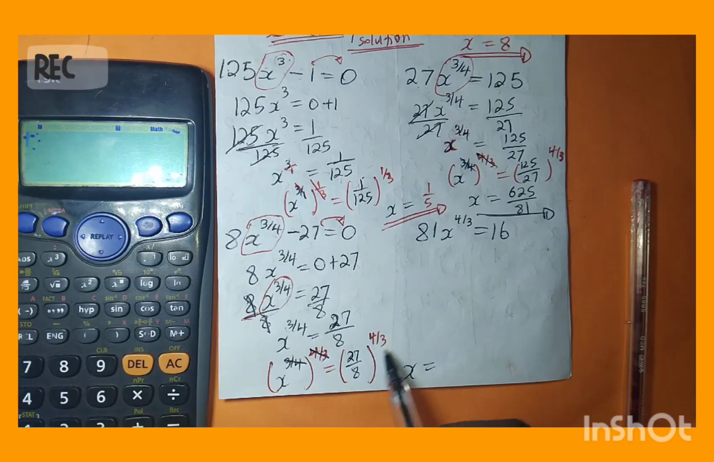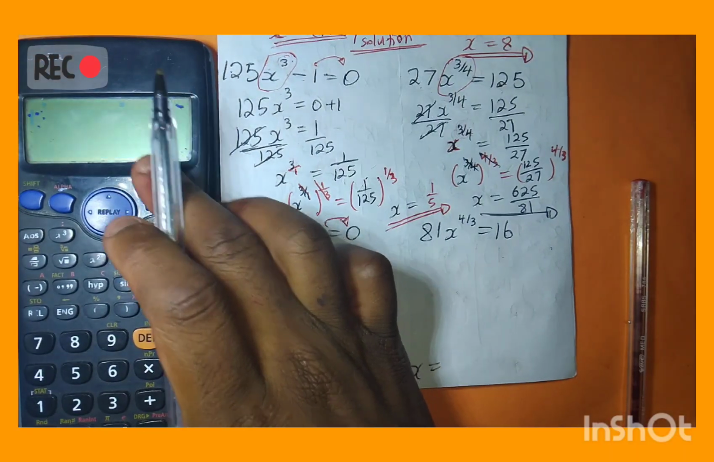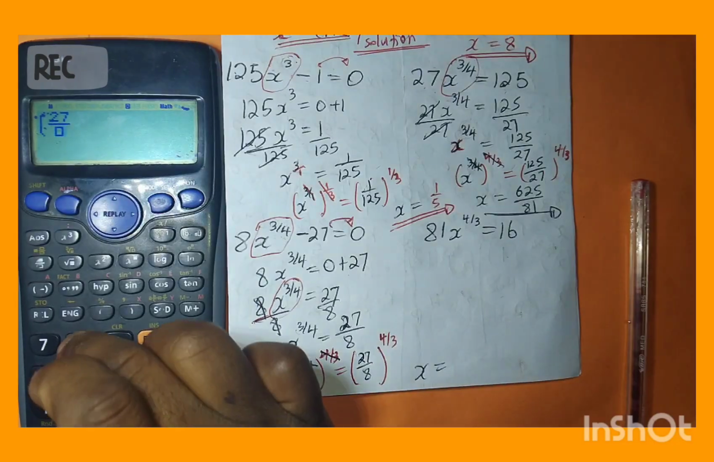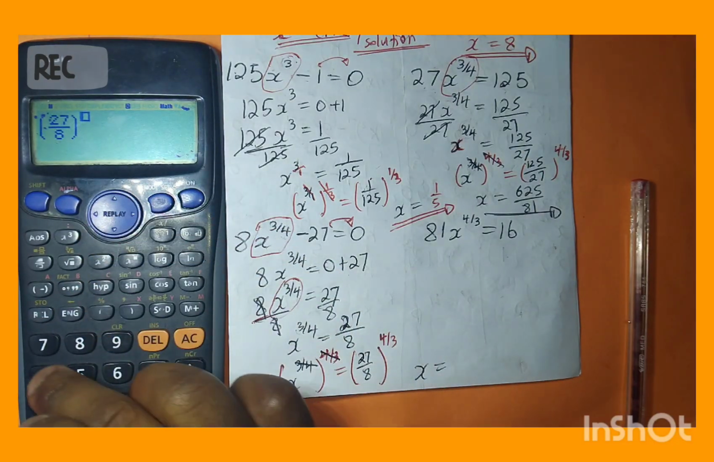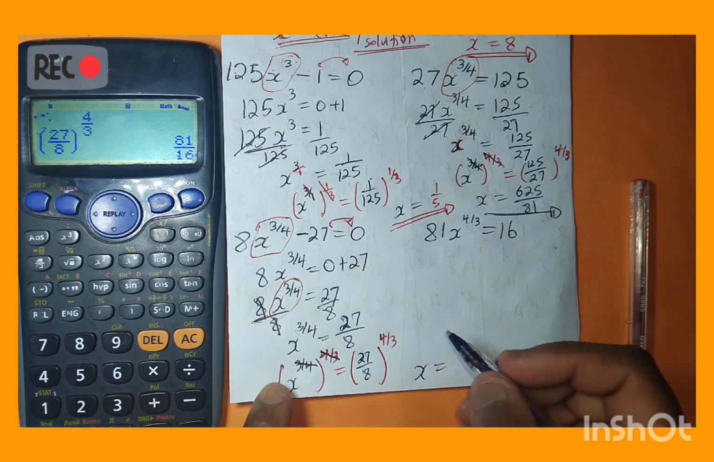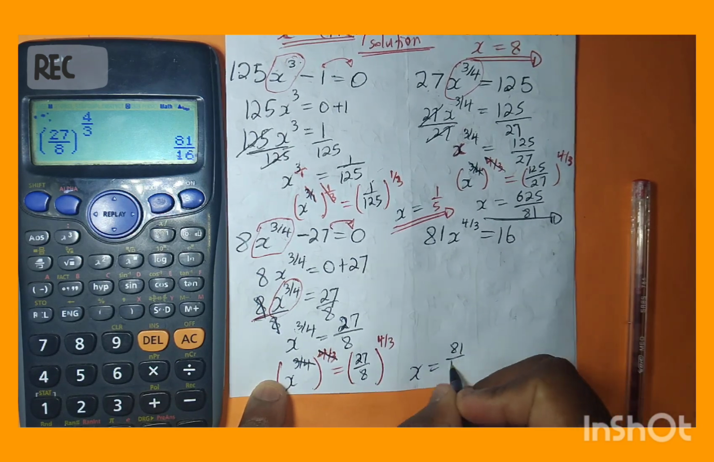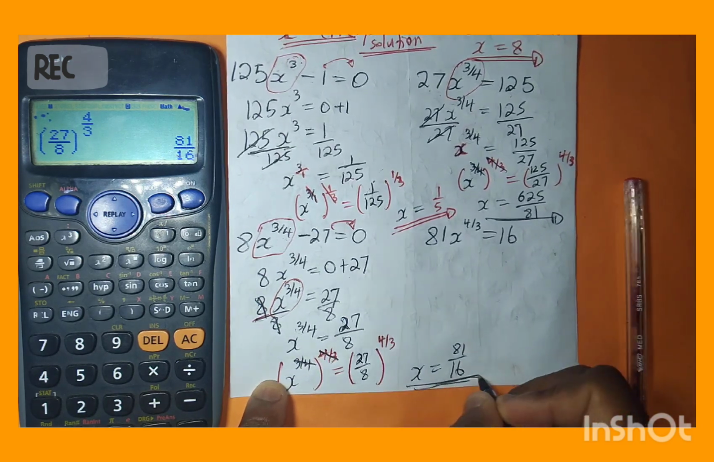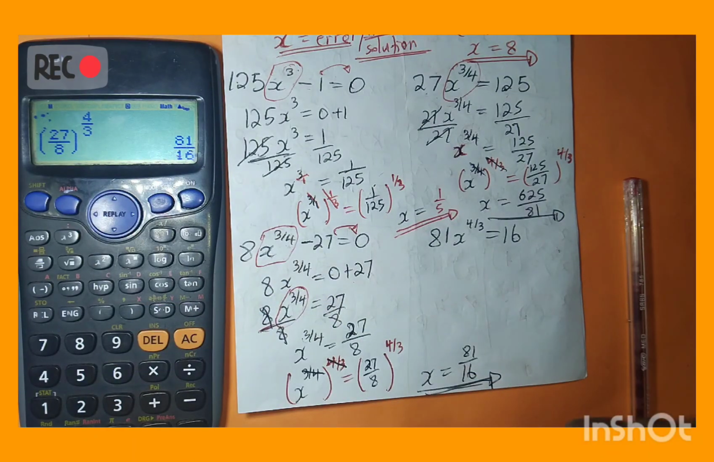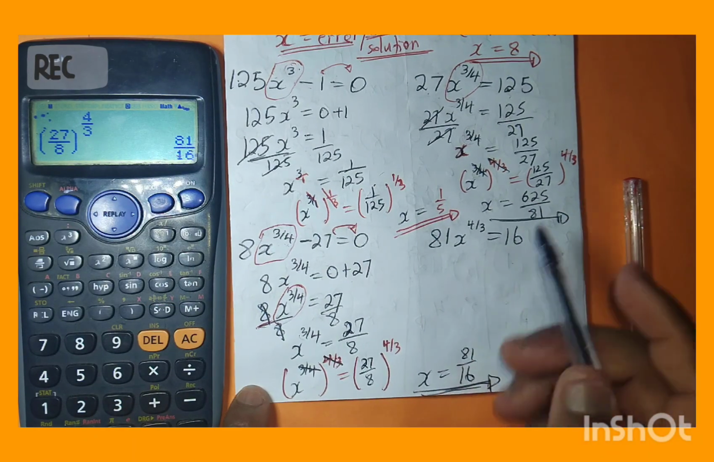Pressing this thing down on my calculator, this is how it's supposed to be. Open 27 over 8, close, and this there over that. So this is what I should get there, which is 81 over 16. No need for you to be leaving your answer in decimal, guys. Just leave it in fraction. Then what about this one?